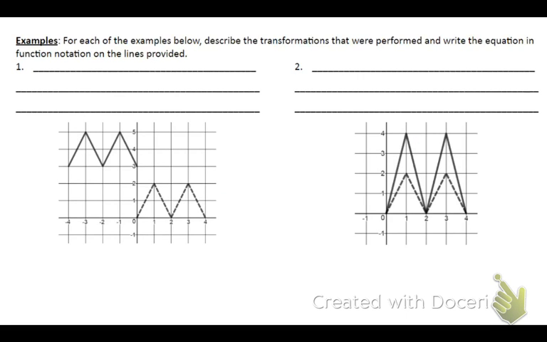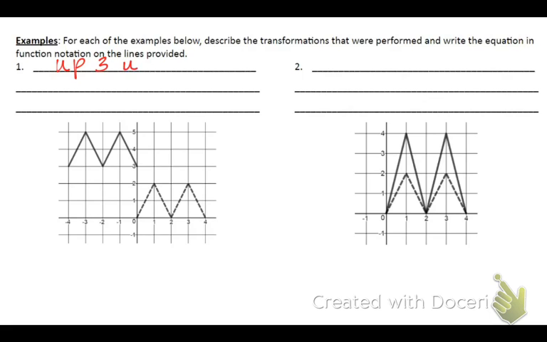Okay, on the next one. Okay, so again, we're going from dotted to solid. So we're going to describe the transformations, and then we are going to write them in function notation, okay? So on number 1, from the dotted to the solid, can I have a volunteer please tell me what is one thing? Yes. Up 3 units. Do we agree with that? Okay, good. So one of our transformations is up 3 units.